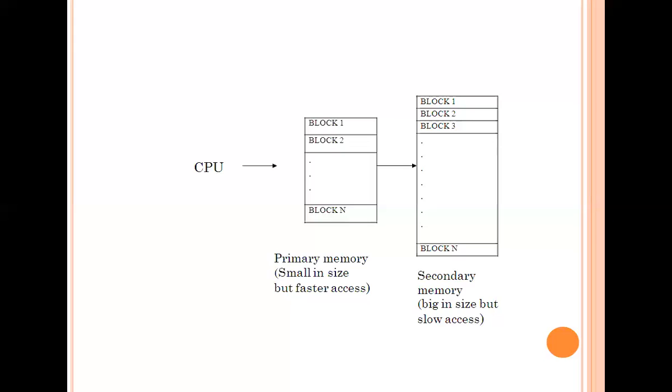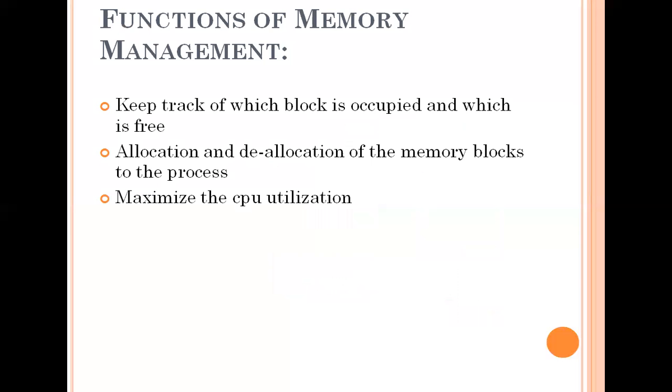Now, how can we decide which process will be kept in the primary memory and which process will be kept in the secondary memory, and how will the processes migrate between these two memories? All this will be done with the help of memory management. Now, how does memory management do it? Before this, we will discuss the functions of memory management.